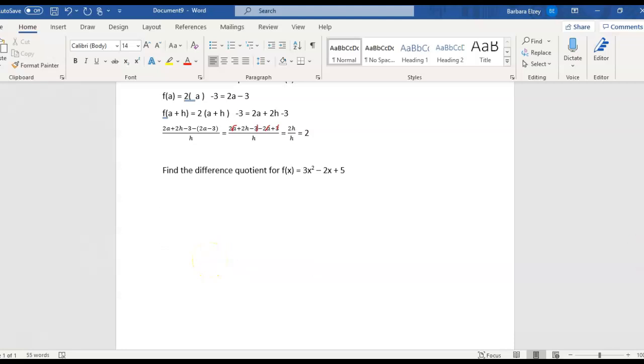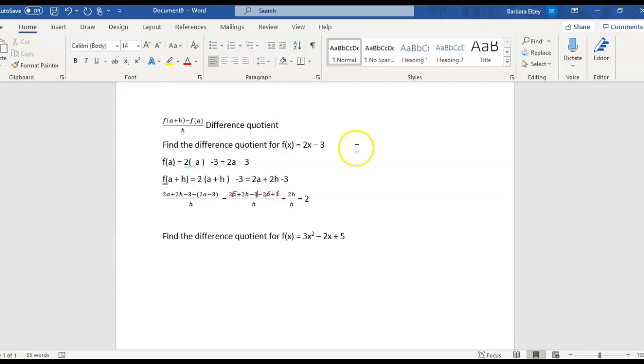All right, so let me bring it up a little bit so that we can see our difference quotient formula again. So just like we did up here, the first thing that we are going to compute is the functional notation f of a and f of a plus h.